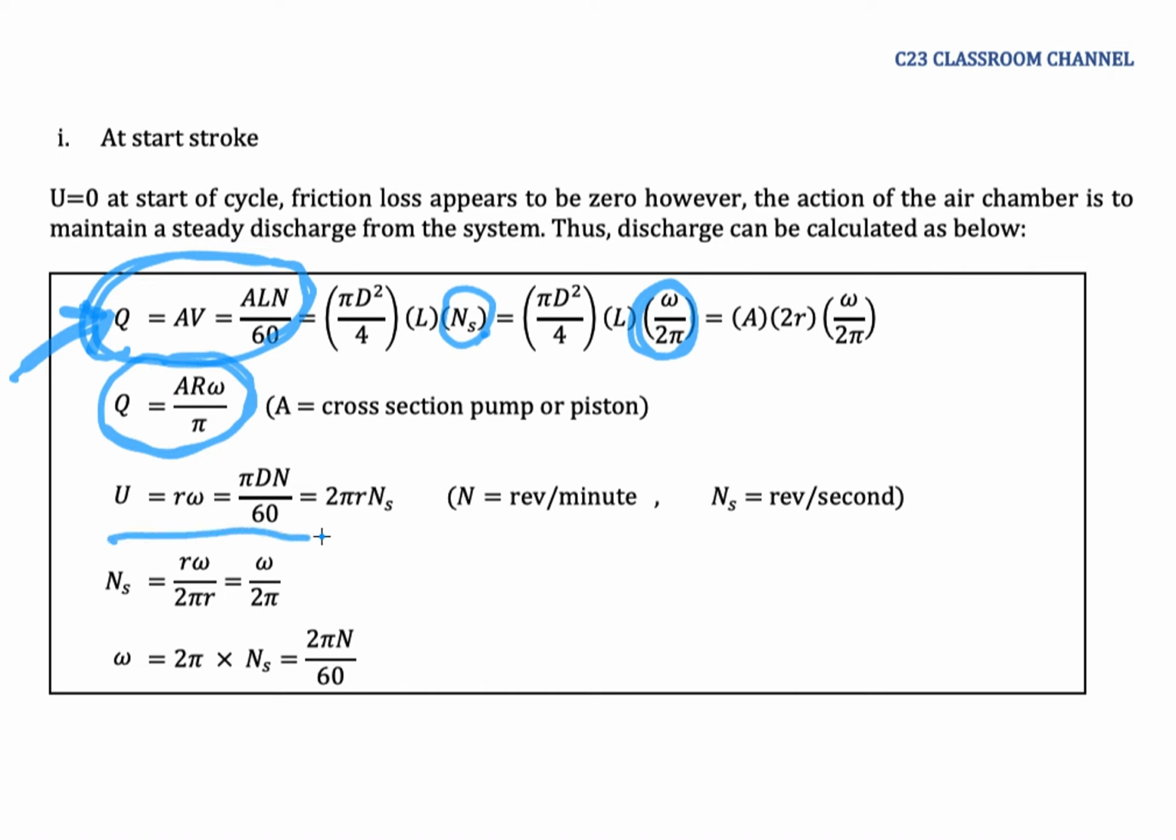This is the equation, the relationship between U, the linear velocity, and the rotational speed. U equals R omega equals pi dn over 60. For this equation, we need to divide by 60 because n is in RPM, revolutions per minute. But if the data is given in revolutions per second, your equation will become like this. Please do not divide it by 60. This is an extra equation for your understanding.